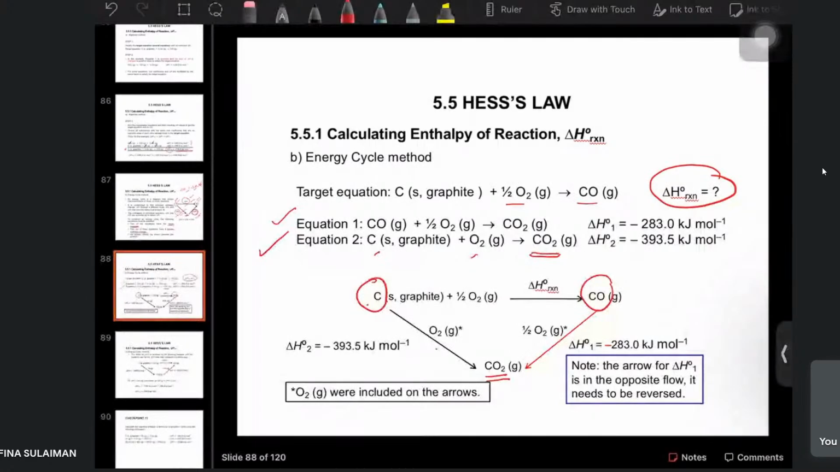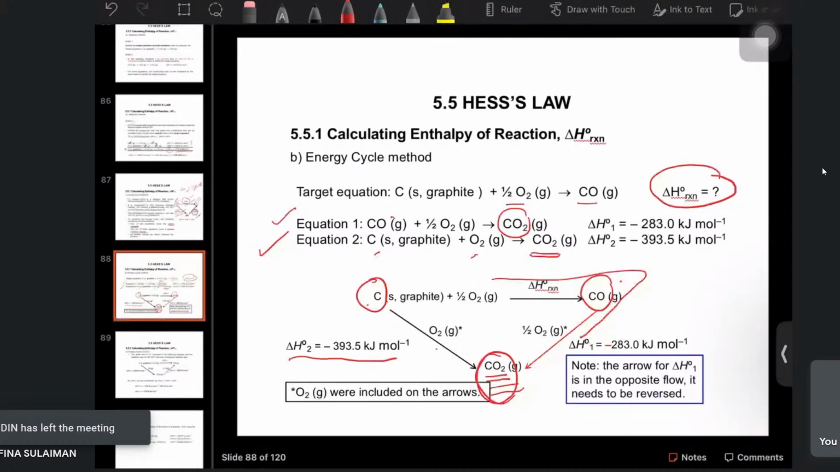And then you get its value, delta H naught 2. Another equation is CO plus half O2 produces CO2. So here, what does it produce? CO2. So from here, the CO plus O2 will become CO2. So it produces the same product. So this one is the first route and this one is the second route. You want to calculate this delta H naught. You know the second and the first, so you can calculate its delta H naught.